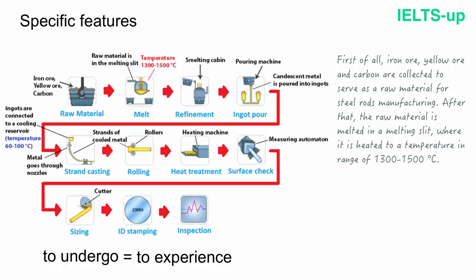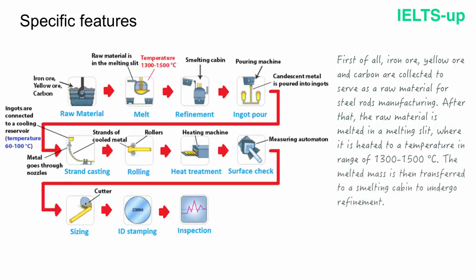Here's how I described this stage. The melted mass is then transferred to a smelting cabin to undergo refinement. Then comes the fourth stage. It's called ingot pour. The picture shows a pouring machine that pours some material into containers, and a short explanation says, "Condensed metal is poured into ingots."